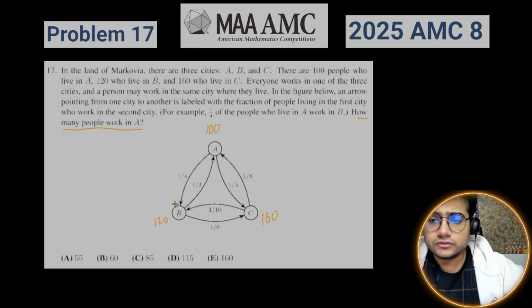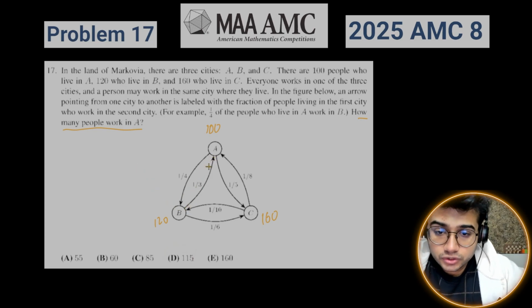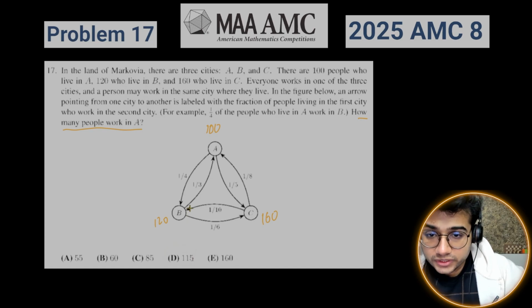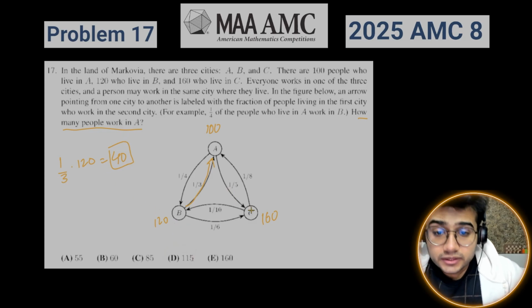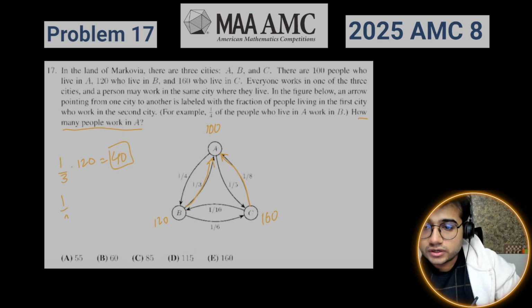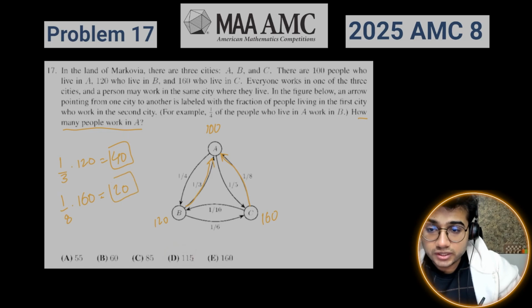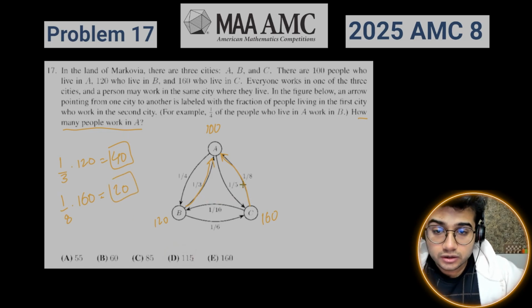That really depends on how many people from B work in A, how many people from C work in A, and how many of the people living in A work in A. So let's just figure that out really quickly. So we can see that 1/3 of the people living in B work in A. So what is 1/3 of 120? Well, 120 divided by 3 is 40. So that's a 40. Straight up. Then 1/8 of the people living in C work in A. So what is 1/8 of 160? Well, 160 divided by 8 is 20. So those 20 work in A.